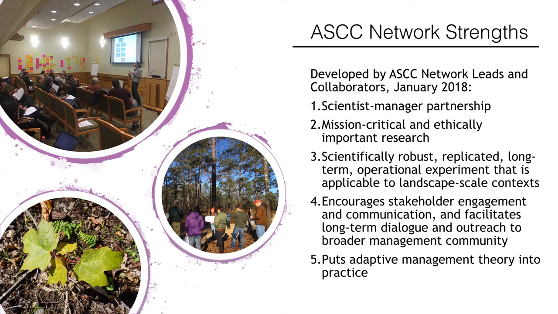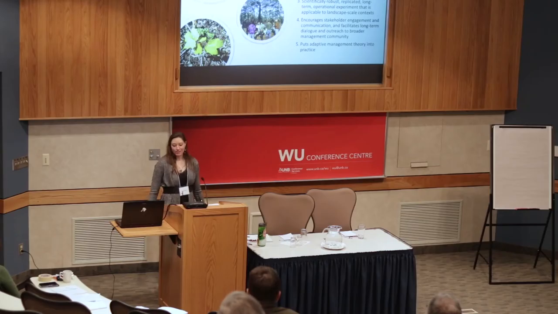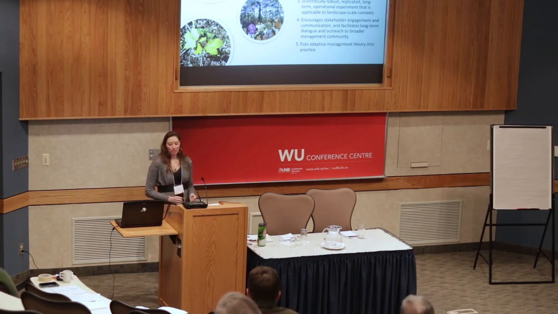So some of the key strengths of the ASC project: we had a collaborator meeting where we brought everyone together last year, and this is determined by the local scientists and managers who all came together for this network. The key strengths are that this is a true co-generation project between scientists and managers at all of these sites. It's mission critical to the US Forest Service, and that helps us with funding. It's a really ethically important research project trying to make sure we have forests into the future. We wanted to make sure it's scientifically robust through these replicated long-term experiments, and want it to be applicable to landscape scale contexts as well.